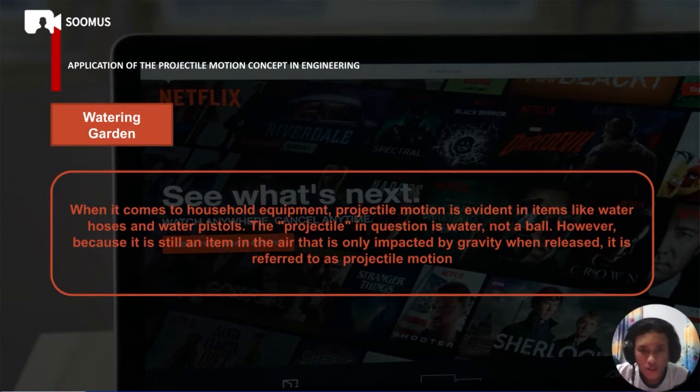The projectile in question is water, not a ball. However, because it is still an item in the air that is only impacted by gravity when released, it is referred to as projectile motion. So the projectile motion sprinkler is a great way of simultaneously shooting streams of water with the same velocity but at different angles. Since the water is moving up but the force of gravity is down, the water will slow down as it rises, then stop and fall back down and speed up. The faster it starts moving vertically, the longer it will stay in the air.